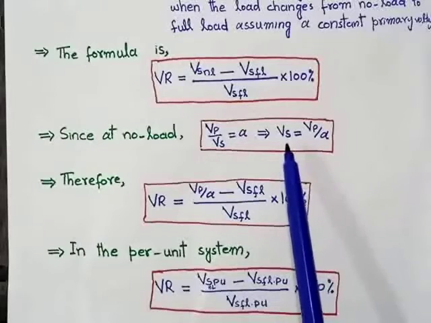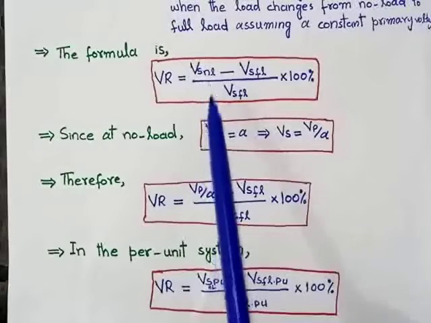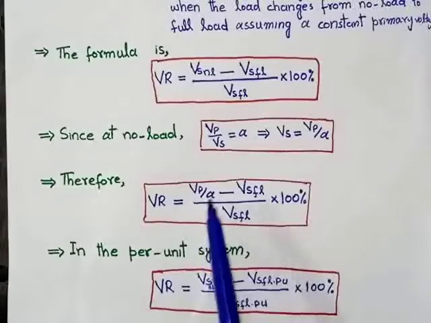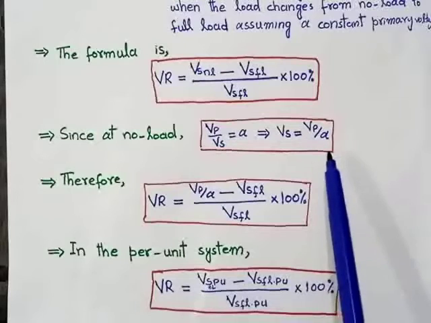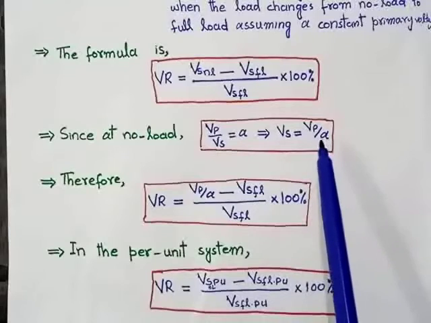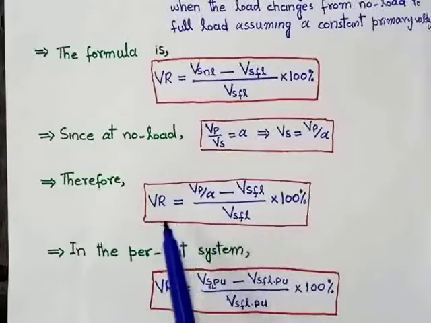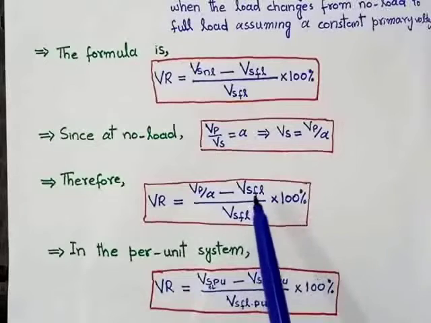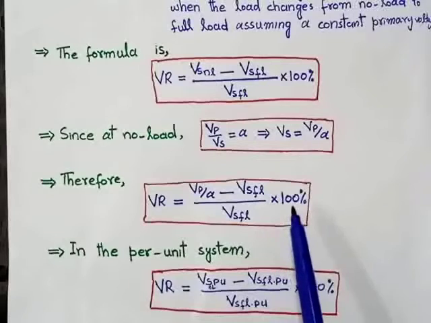So putting the value of secondary voltage at no load in this equation, as we know, V secondary at no load is equal to VP over A. So putting the value of secondary voltage at no load, equal to primary voltage divided by A, into this equation, we get voltage regulation is equal to VP over A minus Vs full load, divided by V secondary full load, multiplied by 100.